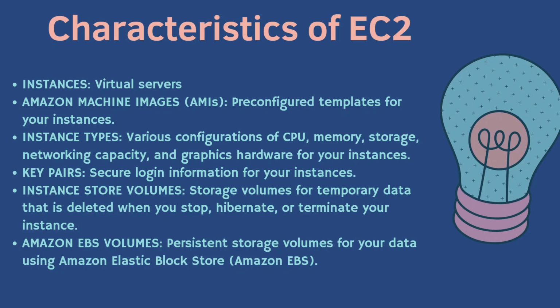Instance store volume is storage for temporary data that is deleted when you stop, hibernate, or terminate your instances. So instance store volumes are ephemeral in nature. Basically it means that when you stop the instance, hibernate it, or terminate it, whatever data you have stored on your EC2 instances will get deleted. Amazon EBS volumes. EBS volumes are basically persistent storage of data, and we use them with Amazon Elastic Block Store, EBS.